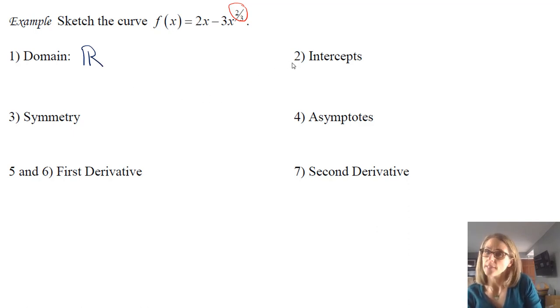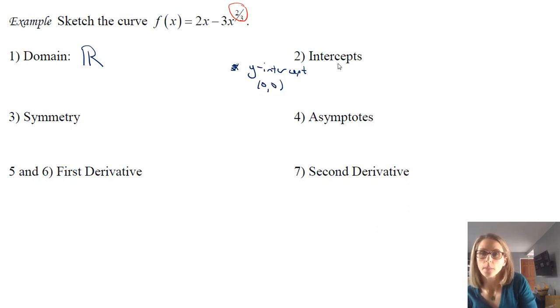When we think about intercepts, I guess typically I do the y-intercept first. So if we plug in x being 0, we get y equals 0, so (0, 0). In terms of the x-intercepts, depending, we want to set the function equal to 0.